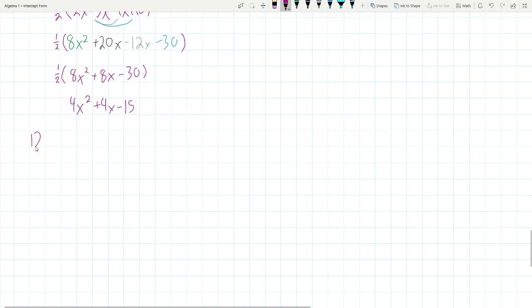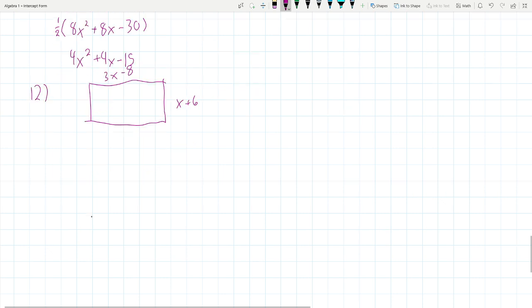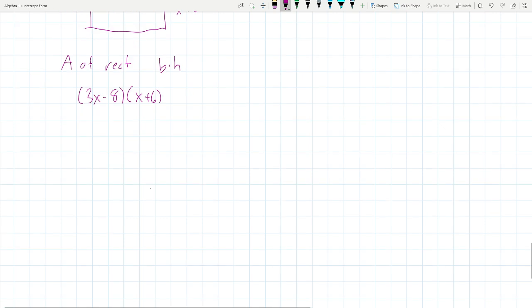Okay. Number 12, we're given a rectangle. And we have x plus 6, and I have 3x minus 8. The area of a rectangle is given by base times height. So we have 3x minus 8, x plus 6. From there, we can use the table method, or you can use FOIL, whichever way you kind of like. And so I got 3x and a minus 8.